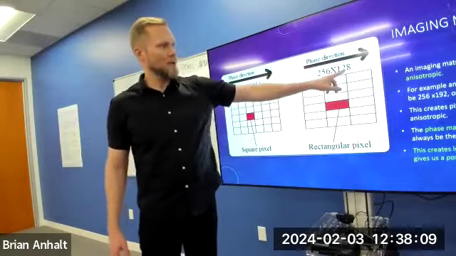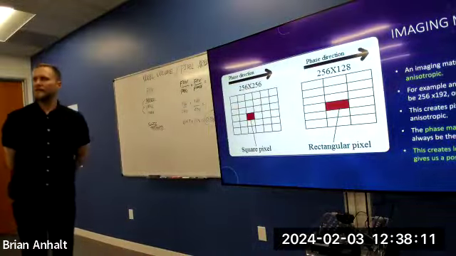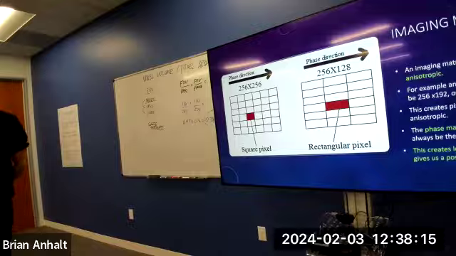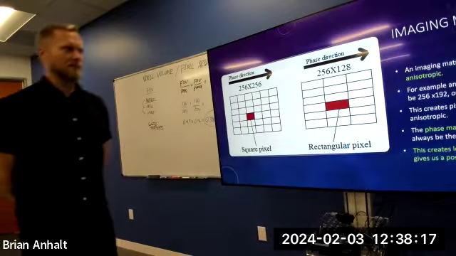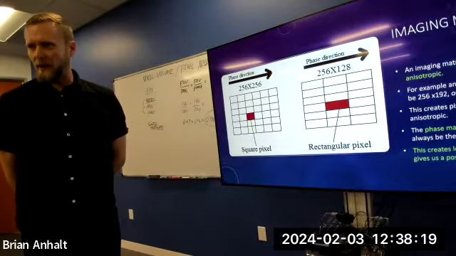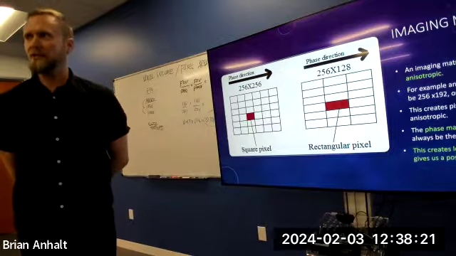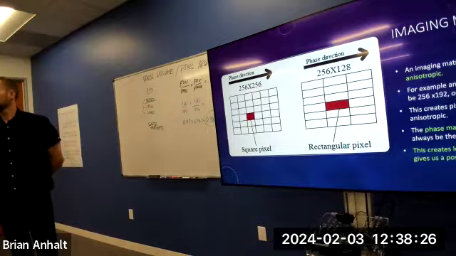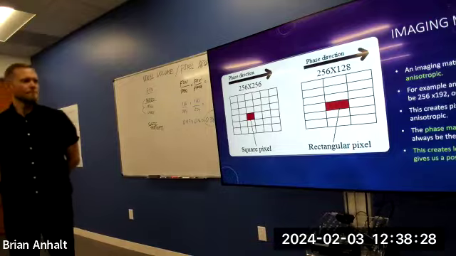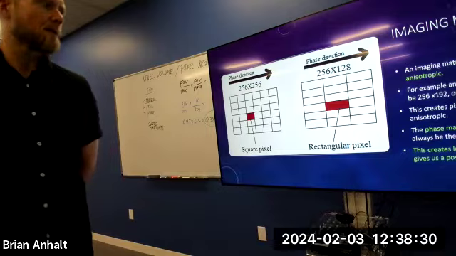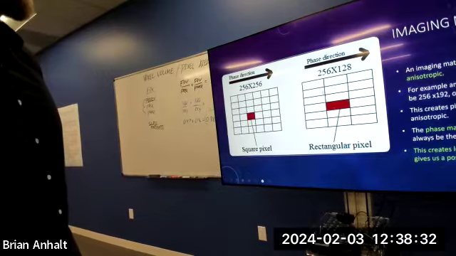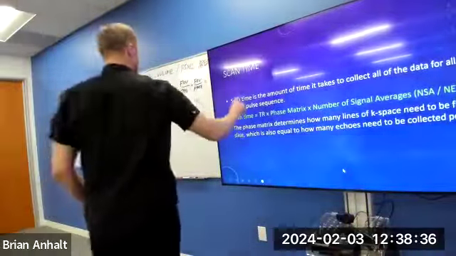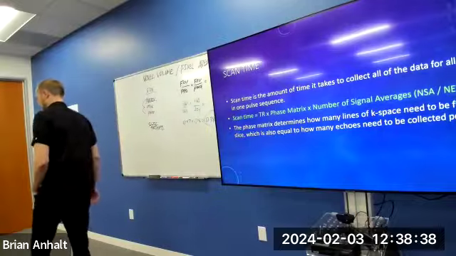Your small dimension is always going to be your phase direction. So if you see two different numbers on there, if it's 512 by 256 or 256 by 192, the smaller number, the coarser matrix, is always going to be your phase matrix. And why is that? It's because there is a positive trade-off. Lower resolution in this case is going to not only give us more SNR, but it is going to give us a better scan time.